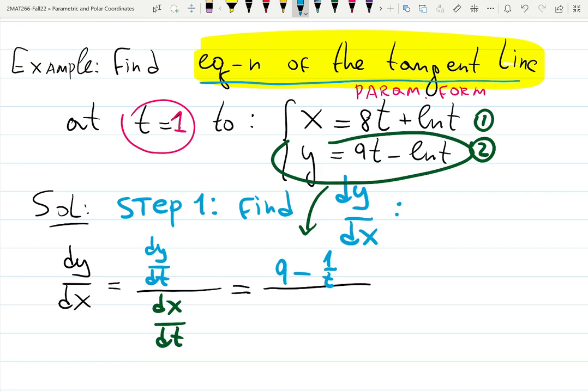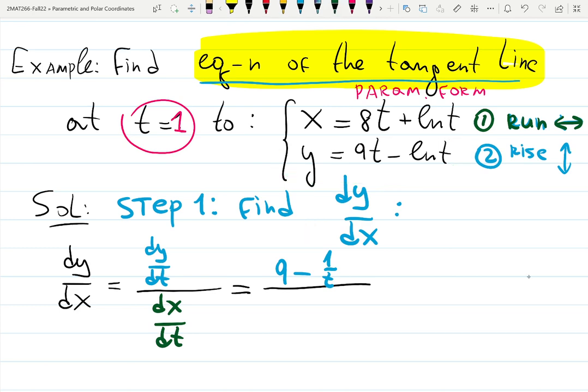Change in rise first. Remember, Americans teach it as run versus rise. Nobody else does that. Run goes left and right. Rise goes up and down. So we're checking the change in rise first, and then the change in run. Change in run will go in green. So what equation do we use for the denominator? The first equation. Tell me, someone. 8 plus 1 over t.